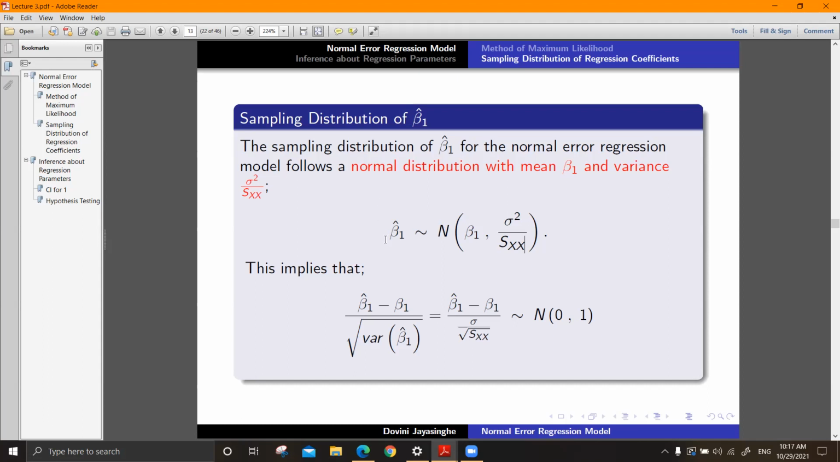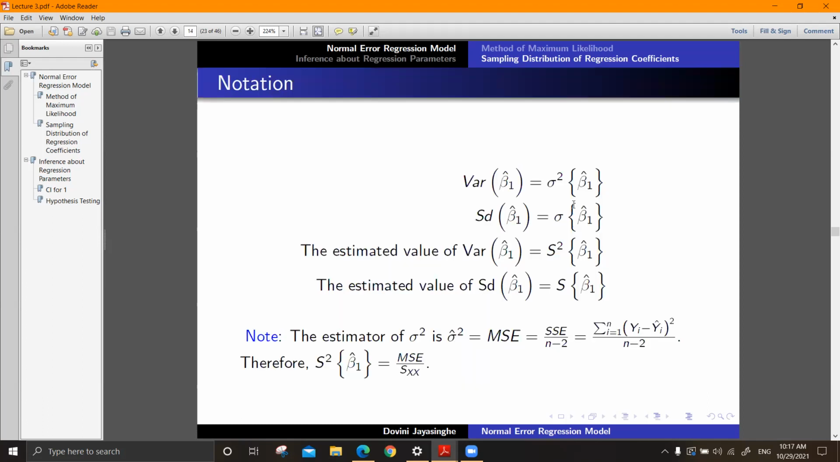I'll repeat it once again. If a random variable is normally distributed with some mean and some variance, and if we want to convert it, map it to a standard normal distribution, that is 0,1, 0 mean and variance 1, we have to subtract the mean from the random variable and divide the quantity by the standard deviation, not the variance, but the standard deviation, so square root of this. Take it like that.